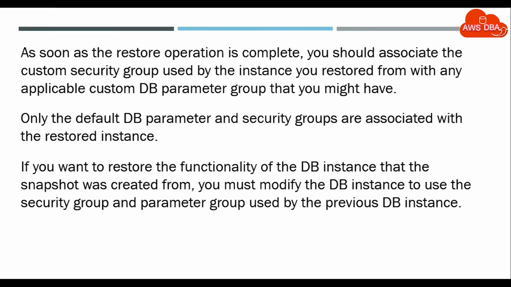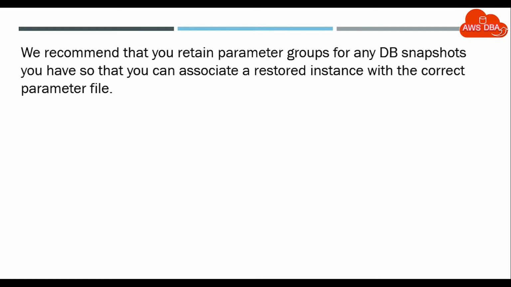If you want to restore the functionality of the DB instance that the snapshot was created from, you must modify the DB instance to use the security group and the parameter group used by the previous DB instance. We recommend that you retain parameter groups for any DB snapshots you have so that you can associate a restored instance with the correct parameter file.